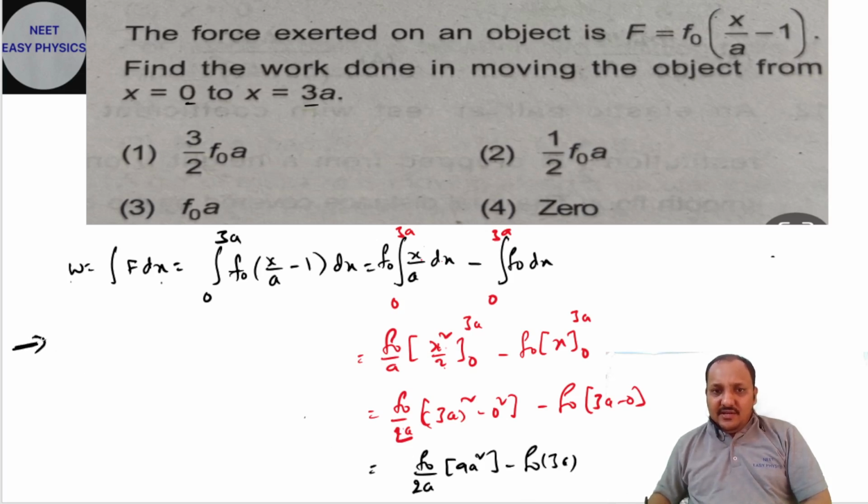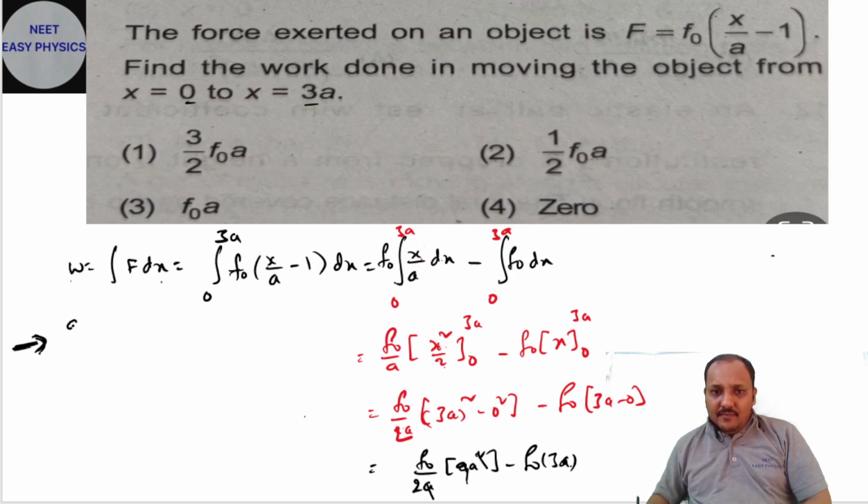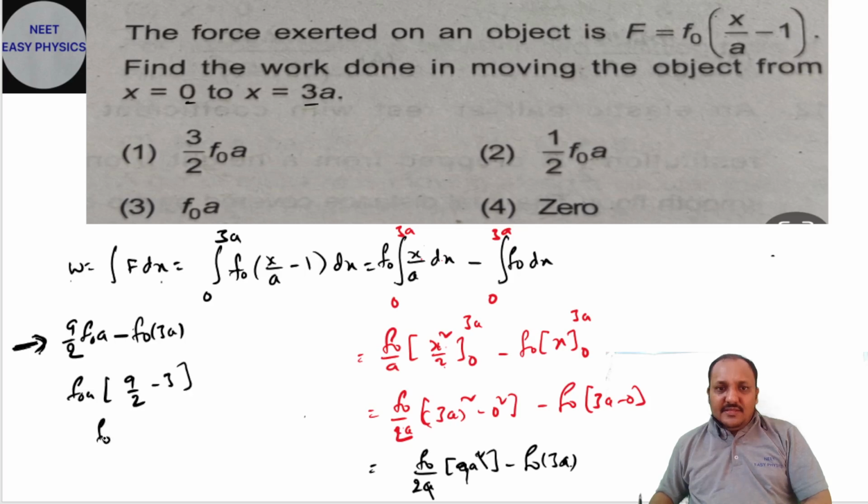So I am writing here now, you can see. What is common here? F naught, and one a will be cancelled here. 9 by 2 F naught a minus F naught into 3a. So you can take F naught a common: 9 by 2 minus 3. F naught a into (9 minus 6) by 2, which is 3 by 2. So now the answer is going to be the first option.